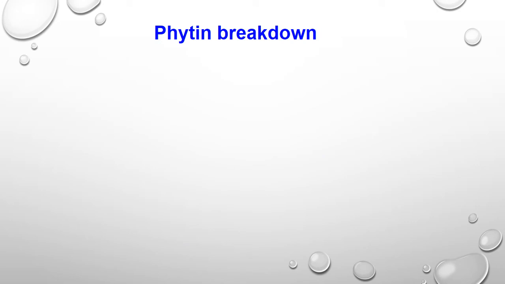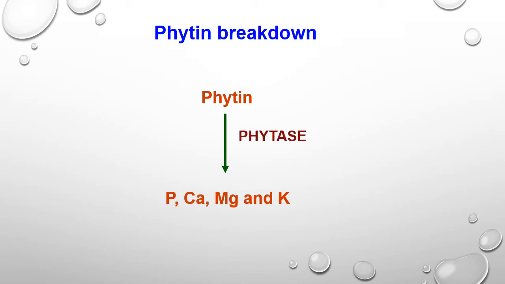Next, phytic acid breakdown. So phytin, it is the seed mineral. It is also called as phytic acid. This phytin is converted into simple minerals phosphorus, calcium, magnesium and potassium through phytase enzyme, and these minerals are needed for further embryo growth and seed germination.